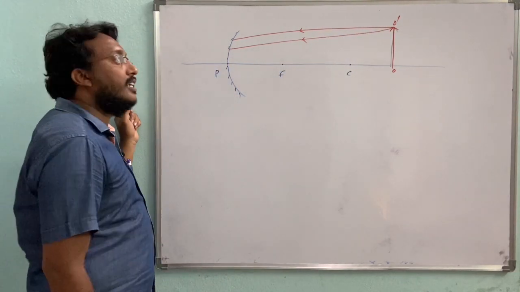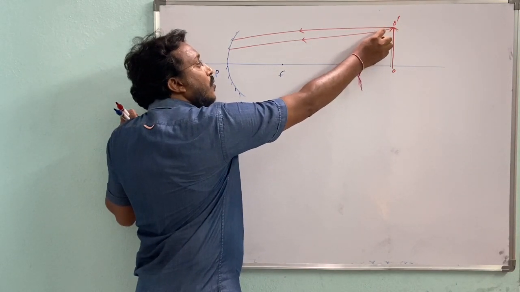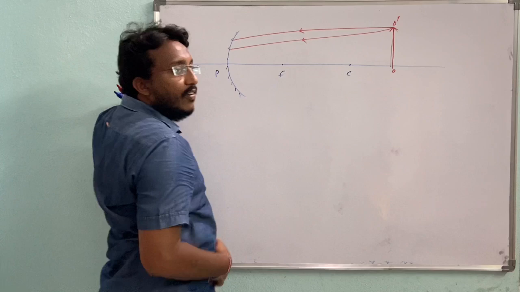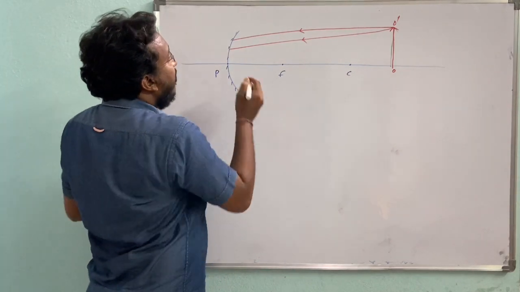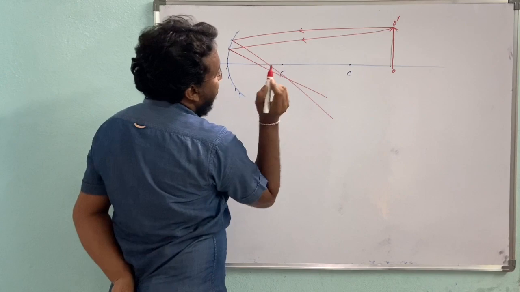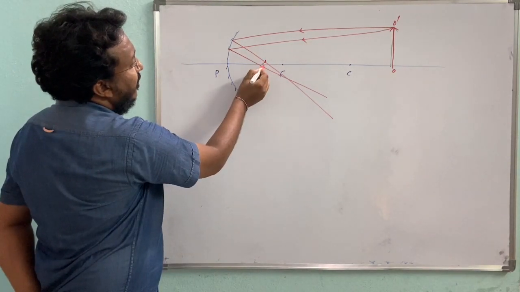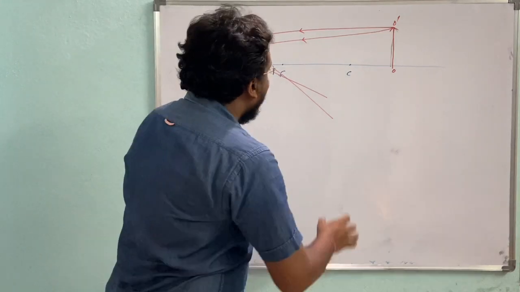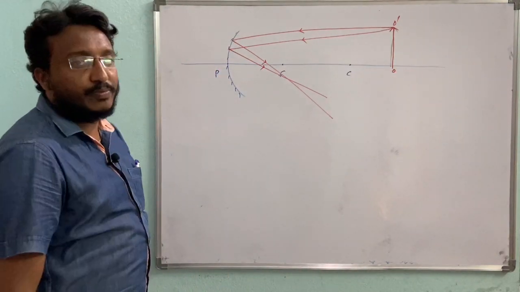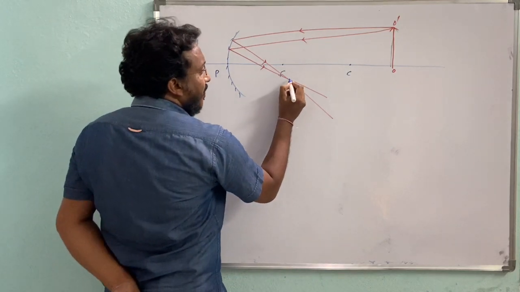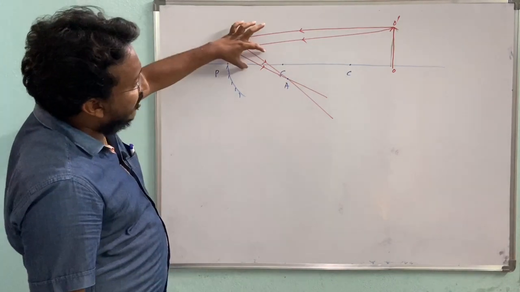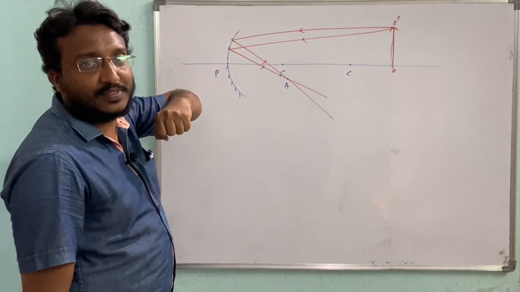Have you understood our first condition? We have to take minimum 2 rays from the same point, and the 2 rays should travel in different directions. After striking the concave mirror, they reflect. These are reflected rays, right? At what point is the image of the given object formed? Obviously we know it is the point of intersection of the reflected rays, not the incident rays. Have you understood?